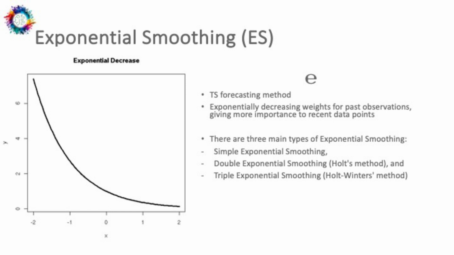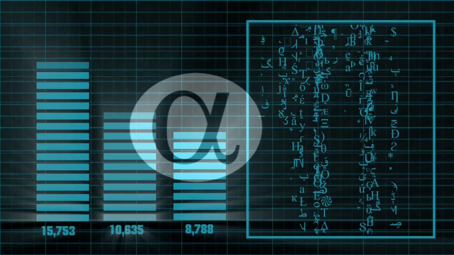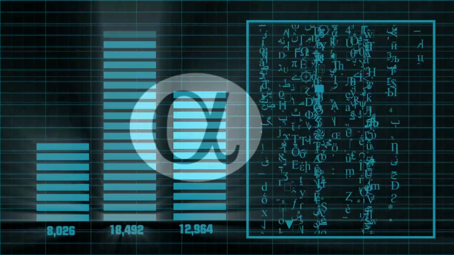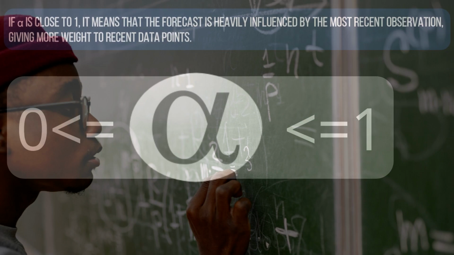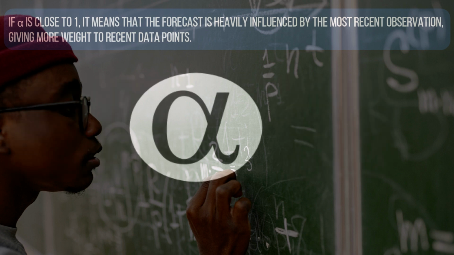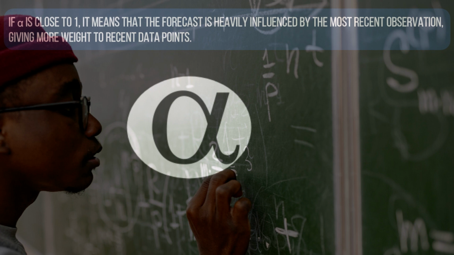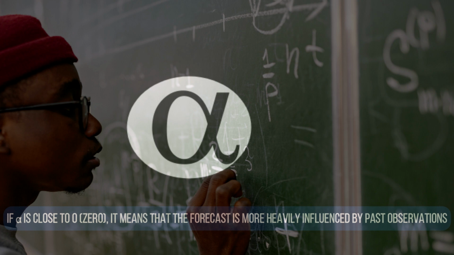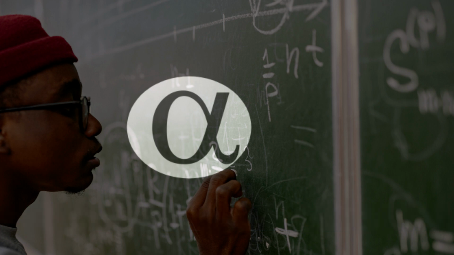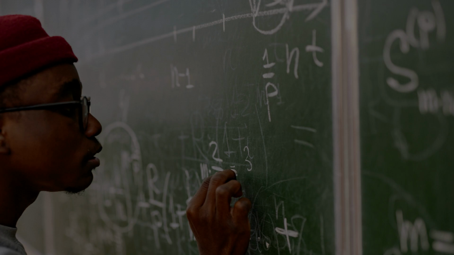We use a single smoothing parameter denoted by alpha, which controls the weight given to the most recent observation. Alpha falls between 0 and 1. The choice of alpha depends on the level of smoothing desired and the characteristics of the data. If alpha is close to 1, the forecast is heavily influenced by the most recent observation, giving more weight to recent data points. On the other hand, if alpha is close to 0, the forecast is more heavily influenced by past observations. In other words, a smaller value of alpha means older observations have more influence on the forecast, while a larger value of alpha emphasizes recent observations.